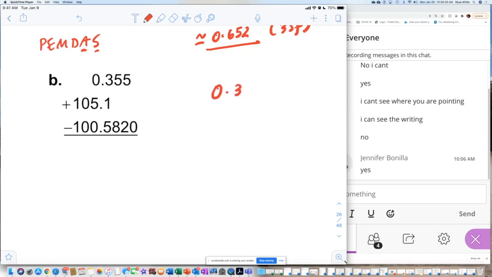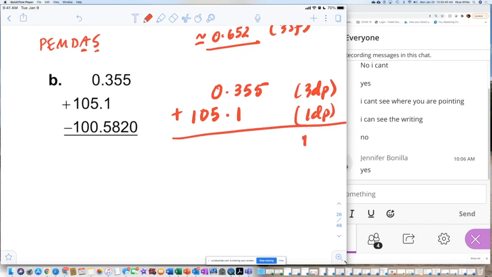So I'll put 0.355. Add this to here, plus 105, because that's the line of the decimal, right? 0.1. Okay, this is 3 decimal places. This is 1 decimal place. Therefore, the answer we get should be in 1 decimal place.